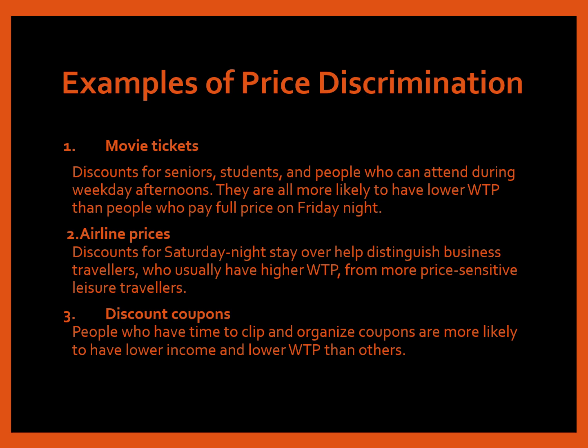So with discount coupons, the people who have time to claim and organize coupons are more likely to have a lower income and lower willingness to pay than the others. So these are some examples of price discrimination imposed depending on set criteria, whether age, gender, or other examples. For example here, discrimination towards individuals: senior citizens, students, and whether you are willing to buy on weekends or weekdays. Okay, so these are some of the examples.